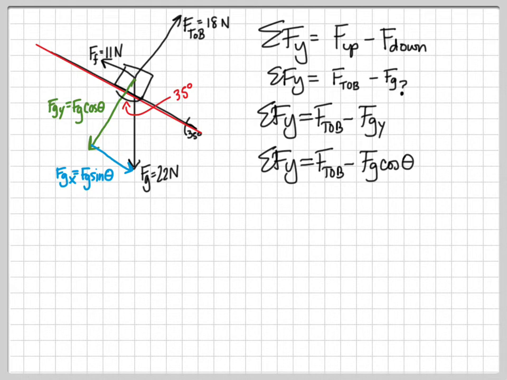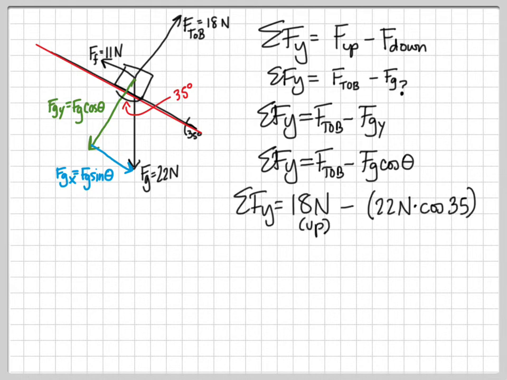That means that we have our angle here. We can go ahead and calculate the force of gravity times the cosine of theta, which is, of course, 22 newtons times cosine theta. The force of the table on the book is 18 newtons up. 22 newtons times the cosine of 35 is just a little bit over 18. Let's call it a rounding issue. So what does that mean? Well, it means that the sum of forces on the y, once we account for sig figs, is 0.